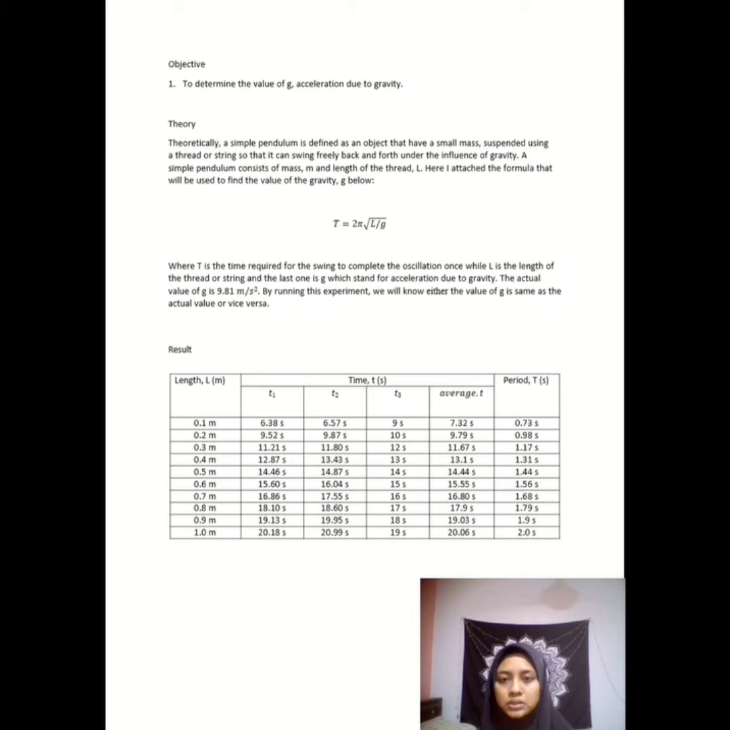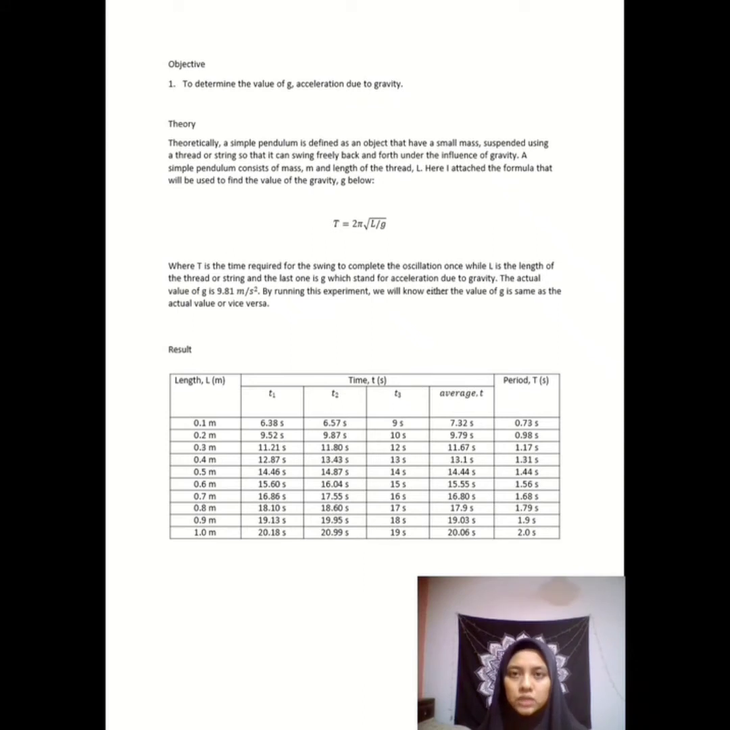So the formula is T equals 2 pi multiplied by the square root of L divided by g. T is the time required for the swing to complete the oscillation once, L is the length of the thread or string, and the last one, g, stands for the acceleration due to gravity. The actual value of g is 9.81 meters per second squared. By running the experiment, we will know whether the value of g that we calculate using the formula above is the same as the actual value of g or vice versa.